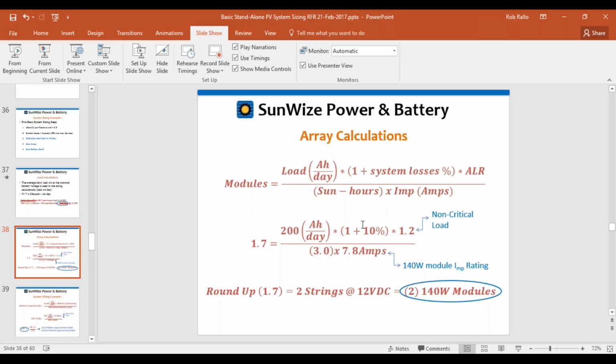Okay, so that's all that is. And it should never be less than 1. By the way, it should always be greater than 1, because if it's less than 1, that means the array isn't big enough to support the load. The idea is that it's the ratio of the array to the load, and you always want that to be greater than 1, because you always want the array to be bigger than the load.